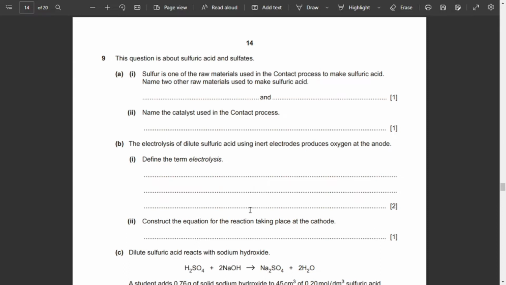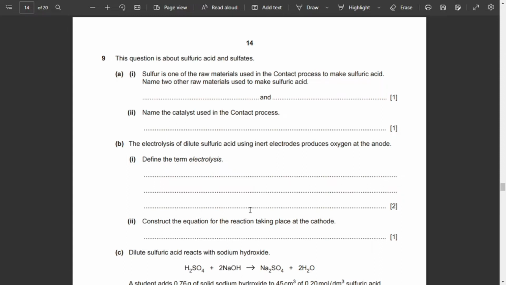Alright, so we'll go on to part 2. Name the catalyst used in the contact process. In contact process we have vanadium oxide used. Moving on to part B, the electrolysis of dilute sulfuric acid using inert electrodes produces oxygen at the anode. Define the term electrolysis. Electrolysis is basically about the decomposition of ionic compound, and this is done using electricity.